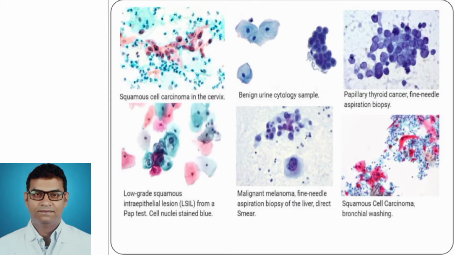These are pictures showing the Pap smear: squamous cell carcinoma in the cervix, benign urine cytology sample, papillary thyroid cancer done using fine needle aspiration cytology, low grade squamous intra-epithelial lesion from a Pap test, malignant melanoma, and squamous cell carcinoma. In all these, the stain used is Pap stain.